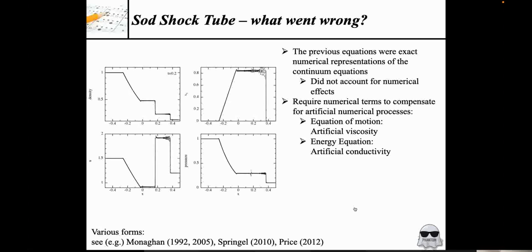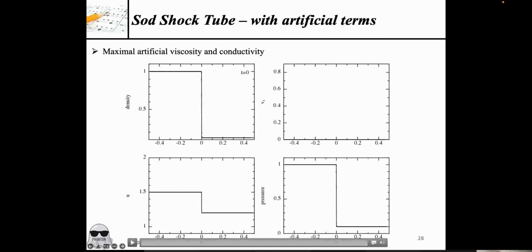Artificial viscosity is a term that is very commonly used within numerical simulations. And this is a correction term to the equation of motion, to affect the velocity. And we also need a correction to the energy equation, which is artificial conductivity. Now, there's no real set form of the equations. Most people have converged on what artificial viscosity should look like, but there are still several different terms for artificial conductivity. But once we put that in, we can rerun the test.